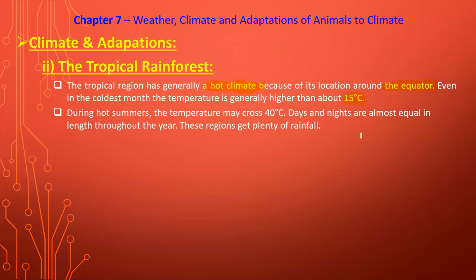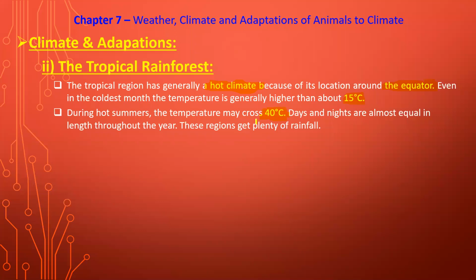Now, if we consider the hot summers: we have seen that in India there are three seasons, summer, winter, and rainy season. Generally these are the three seasons observed in the tropical rainforest region. During the summer season, the temperature of the region may cross 40 degrees Celsius, that means more than 40 degrees Celsius.